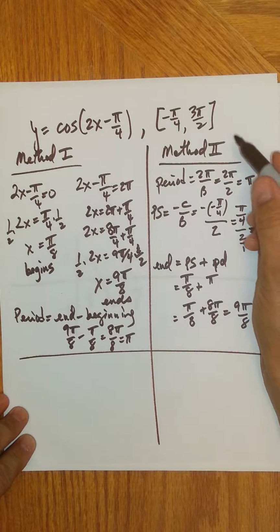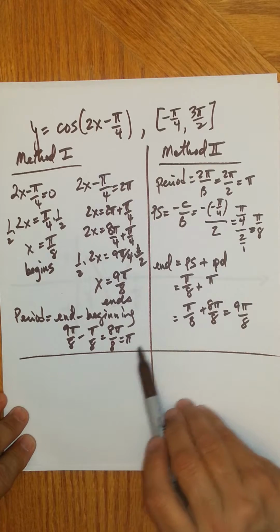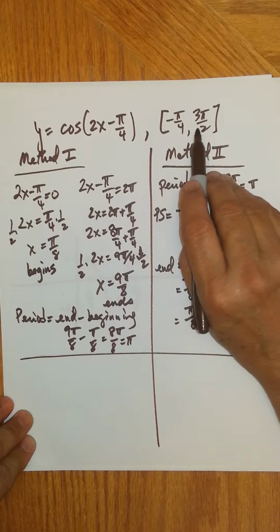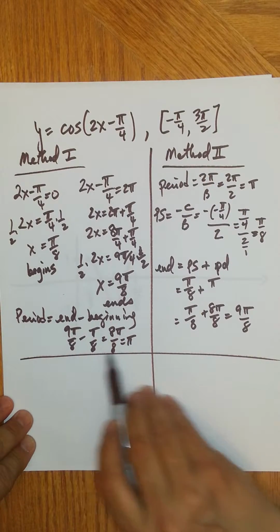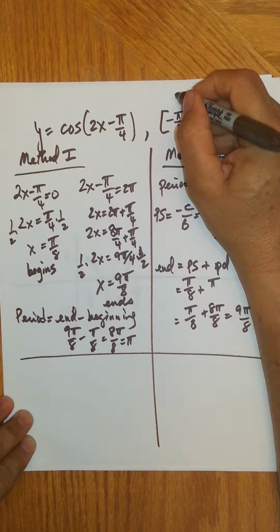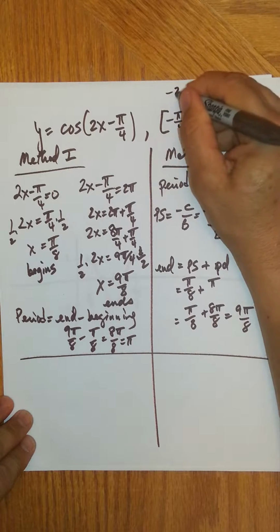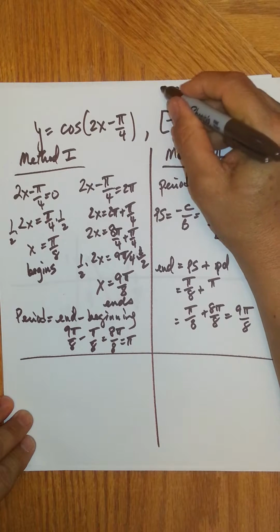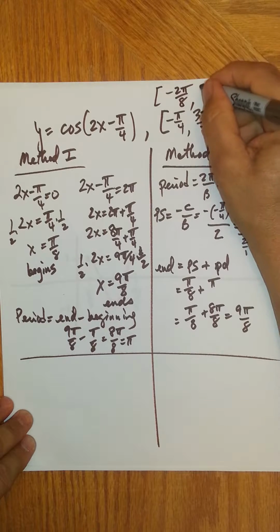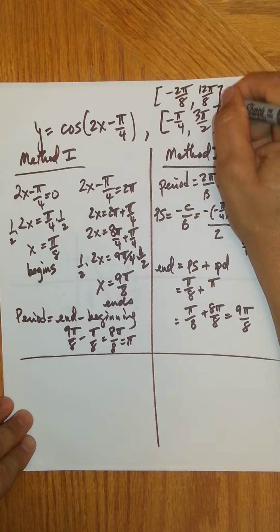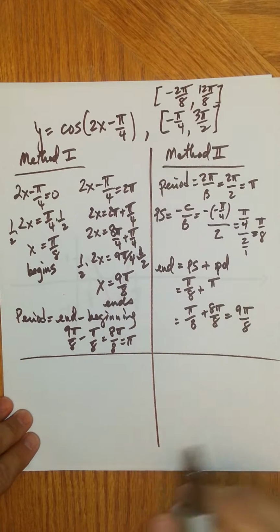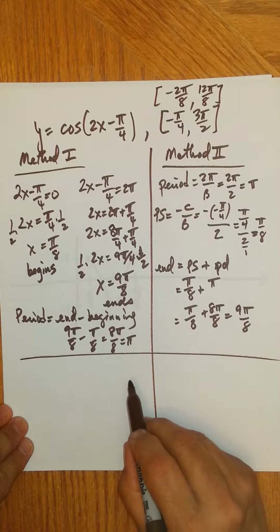Notice that we're working in pi over 8ths, and we want to see what this interval really equals in pi over 8ths. So negative pi over 4 is the same thing as negative 2 pi over 8. And then 3 pi over 2, if I multiply by 4 over 4, gives me 12 pi over 8. Right? So as long as I can see this much of my wave, I've shown the interval we're being asked for. So now let's see what that means.